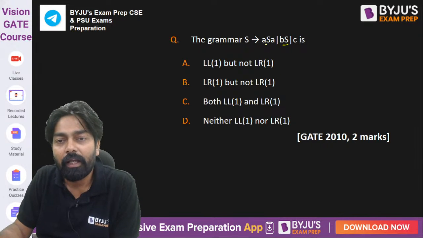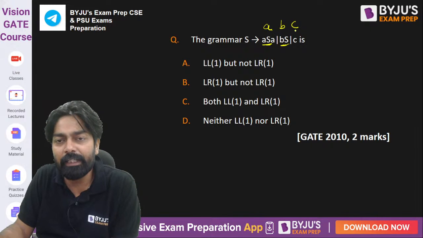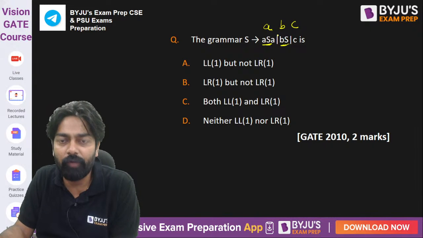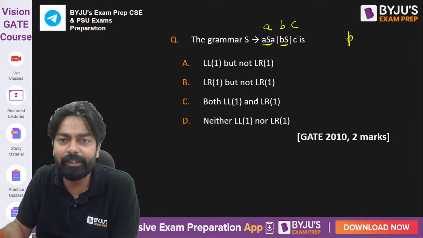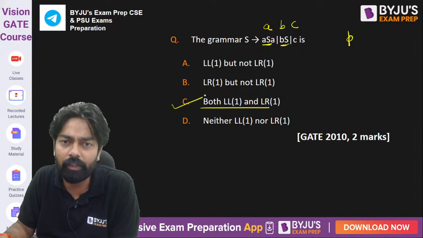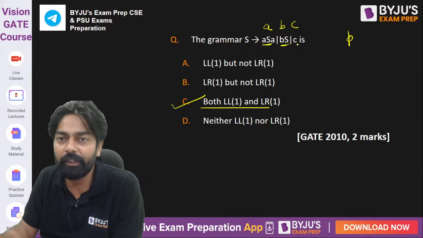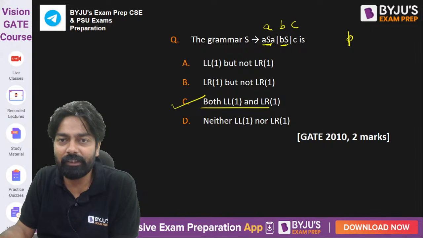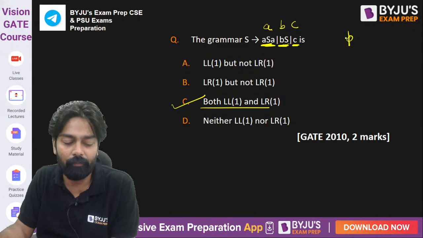See clearly here. What is first of ASA? A. What is first of BS? B. What is first of C? C. It is nothing but disjoint. A intersection B intersection C is empty. So you can say it is LL1. And if the grammar is LL1, it is LR1 also. So I think you can go with option C. Option C is right. See, pairwise disjoint: first of ASA is A, first of BS is B, and first of C is C, my dear friend. It is pairwise disjoint.